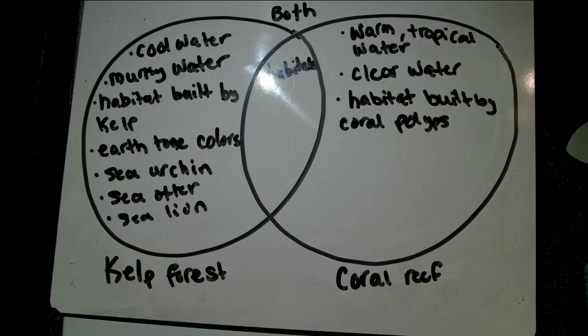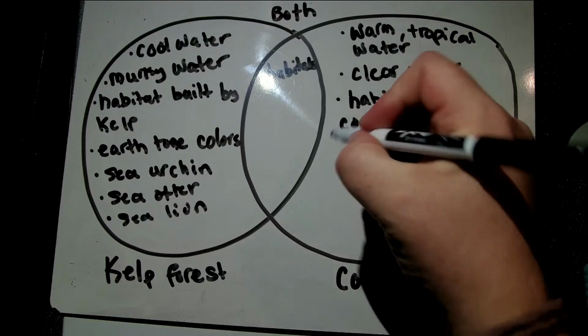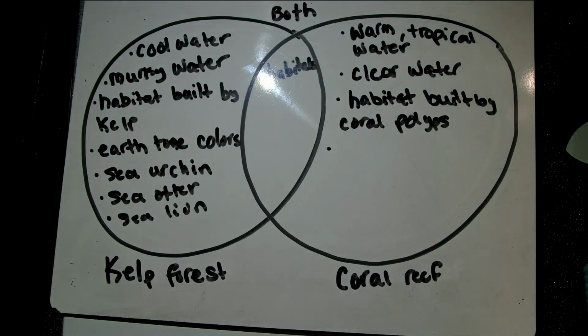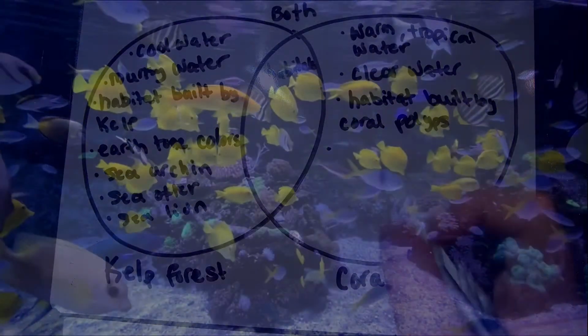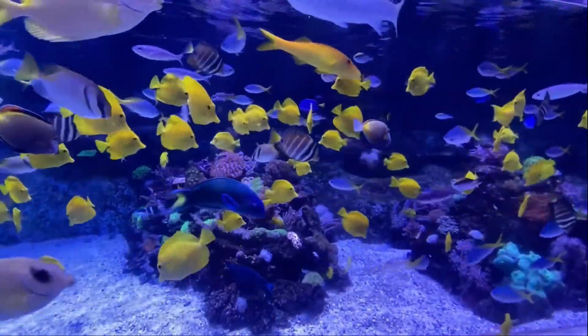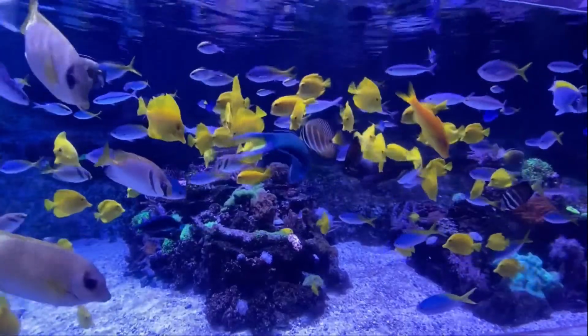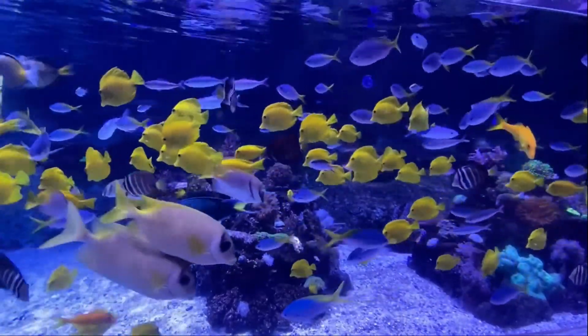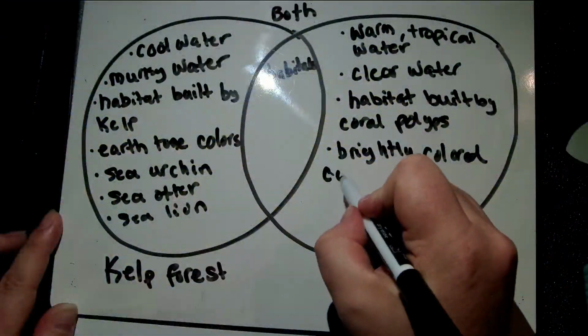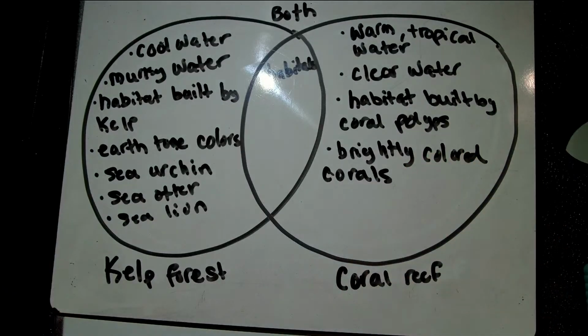So what else? We saw a lot of bright colors, right? So brightly colored corals. And now these brightly colored corals, they actually get their color from that zooxanthellae, that algae that lives within them. So that's why they are different colors. What else did we see here?